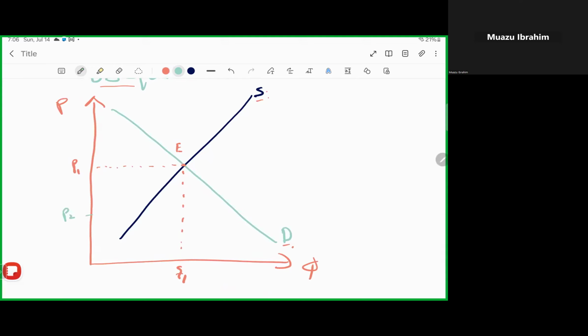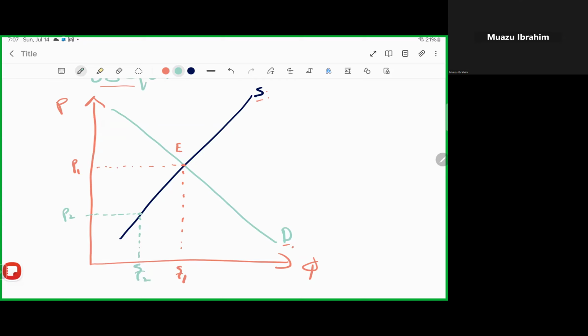remember P2 is lower than P1. In this particular case, because it's lower, what will happen to the supply? Supply would fall because at lower price, less is supplied. And what about the demand side? Demand will rather increase because at lower price, more is demanded. In this particular case, let's look at the supply side. Now, if you trace this to hit the supply curve and then trace it downwards, you will get quantity supplied, which is what?